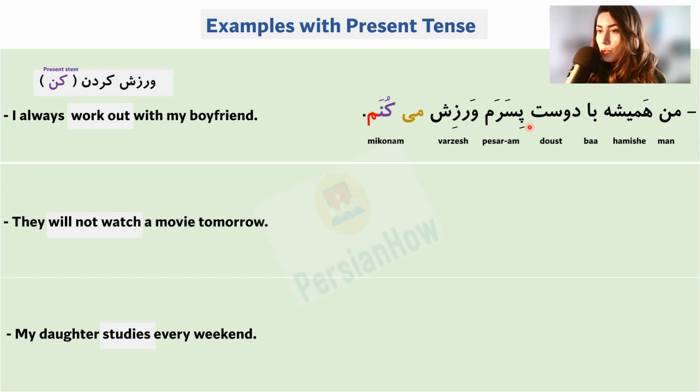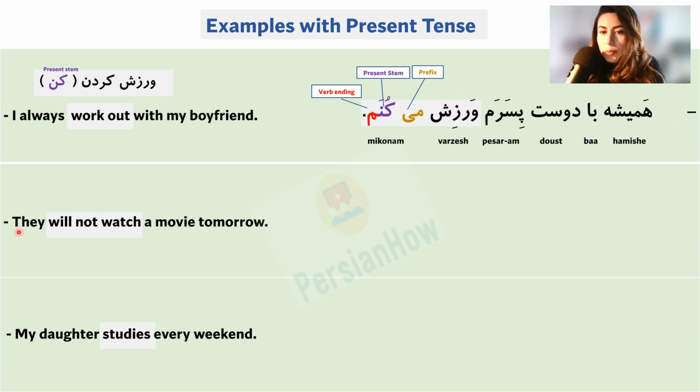So here there is no اضافه between دوست and پسرم. We do not say دوست پسرم with an اضافه for boyfriend. Boyfriend is دوست پسرم. If you add an اضافه here, it means you're referring to a friend who is a male. So here ورزش می کنم is the verb, می is the prefix, کن is the present stem, م is the verb ending which is conjugated to man. And man is also optional.